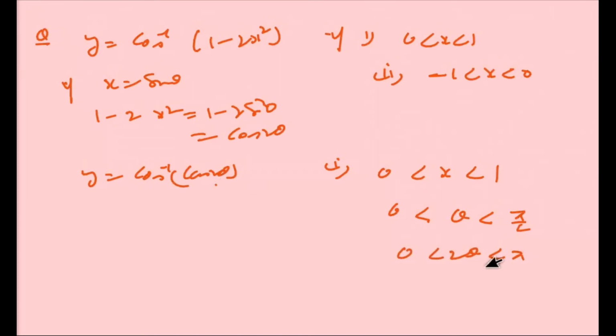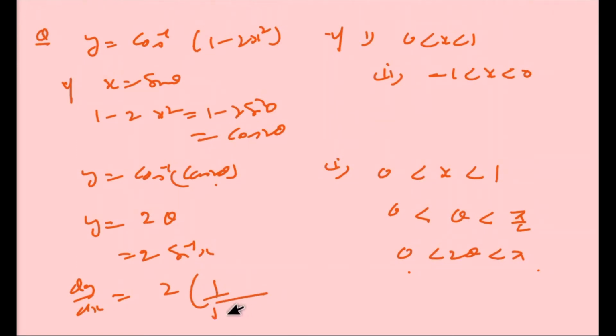Here is 2 theta, so we have to take here 2 theta. Okay. Now 0 to pi is our range, perfectly in the cos range. So this is okay. So we can write here directly 2 theta. So it is 2 sine inverse x. So we can say dy by dx equal to 2 times 1 upon under root 1 minus x square, equal to 2 upon root 1 minus x square.